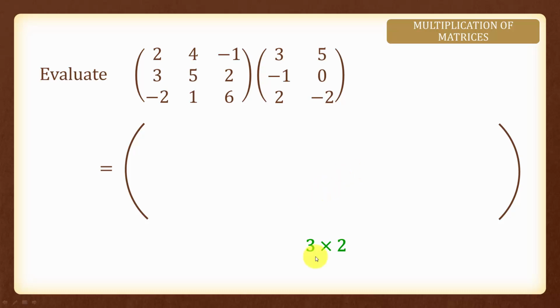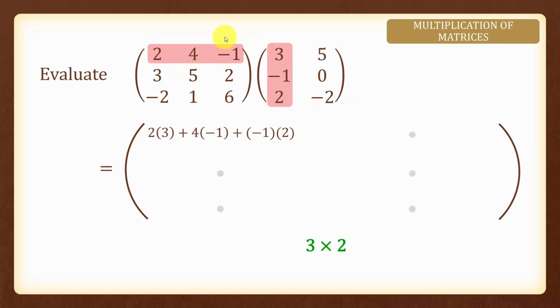Next, since the matrix product is 3 by 2, we can indicate it by putting dots in 3 rows and 2 columns. There should be 3 times 2, which is 6 dots. To find the elements in the first row, first column, we'll multiply the first row in the first matrix with the first column in the other matrix.